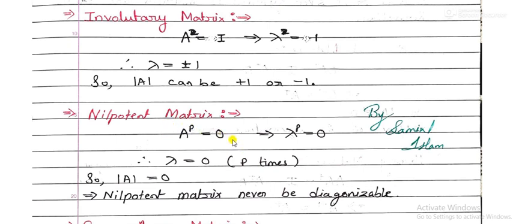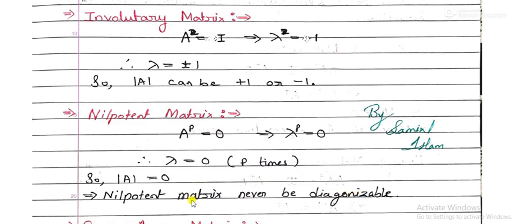Nilpotent matrix. This is the definition: A to the power p equals 0. For this reason, lambda to the power p equals 0, and lambda equals 0, p times. So the determinant of A must be 0. A nilpotent matrix is never diagonalizable.